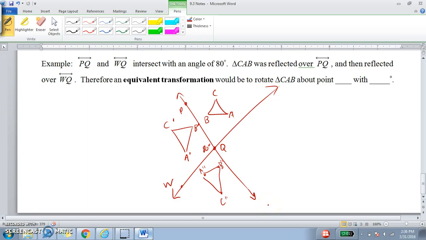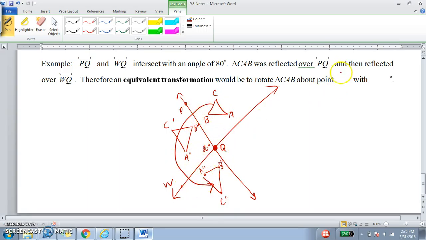And obviously this drawing is not perfect. So we've got our 3 triangles. This is equivalent to if I just took this original triangle and rotated it around this center point. So if I rotated this whole thing around here, C turns into C double prime, A turns into A double prime, B turns into B double prime.